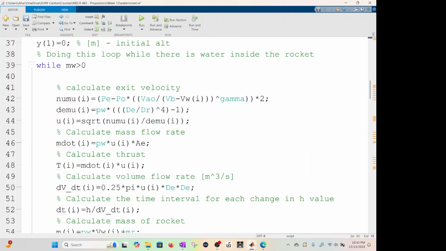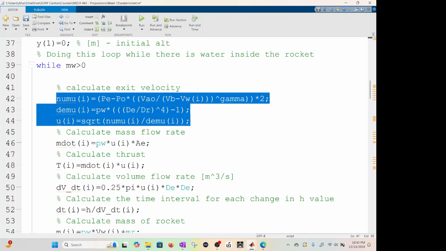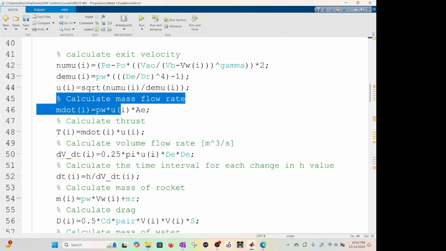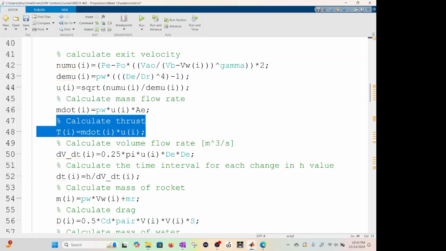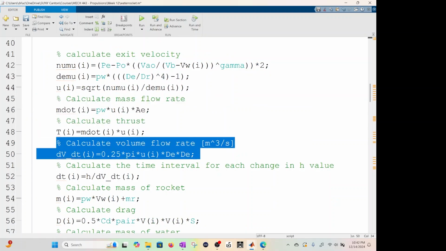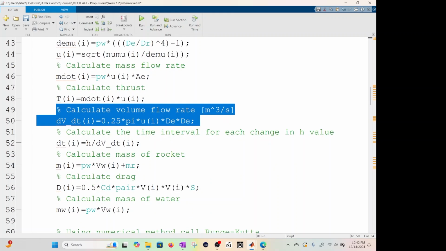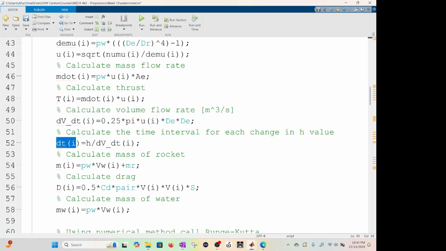Okay. So first I need to calculate the exit velocity, which I just derived that equation for you. Calculating the mass flow rate based on that exit velocity, which I'm then using to calculate the thrust. If I calculate the volume flow rate of the water going out, I can take that and have H, which is our volume that we're looking at for our time step, to figure out what our time step is. Okay, so this is meters cubed divided by meters cubed per second. That gives us a time.